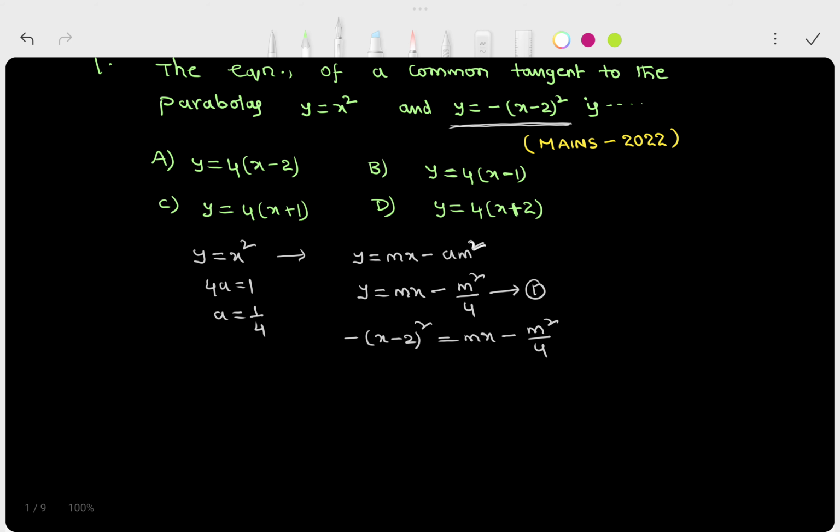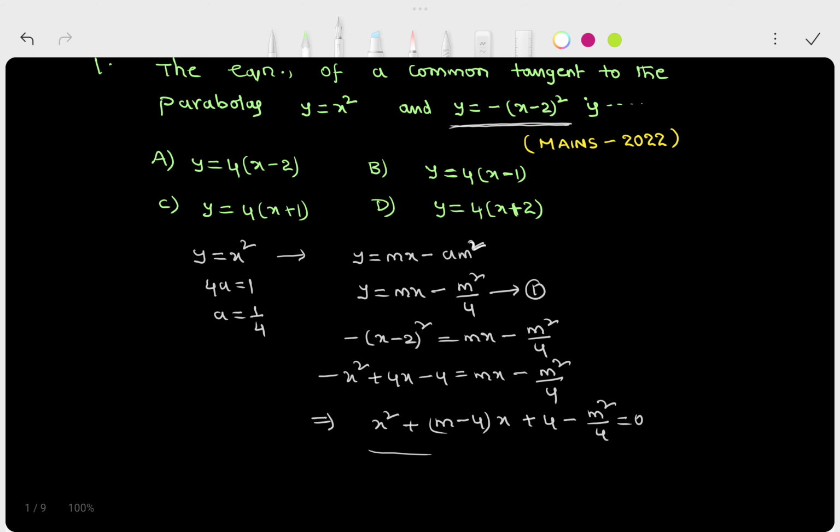Now you see, this is -x² + 4x - 4 = mx - m²/4. Now bring all the terms to one side. The -x² goes to the other side as +x², and the 4x term goes to the other side, giving mx - 4x. Taking x common, (m - 4)x. The next one, -4, goes to the other side, giving 4 - m²/4 = 0. Now you see very clearly that it is a quadratic form.